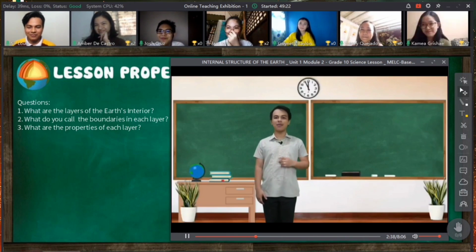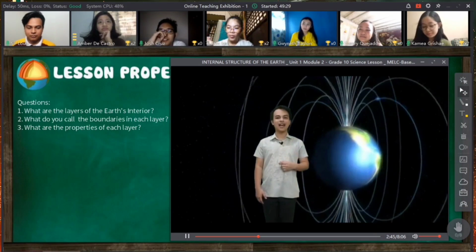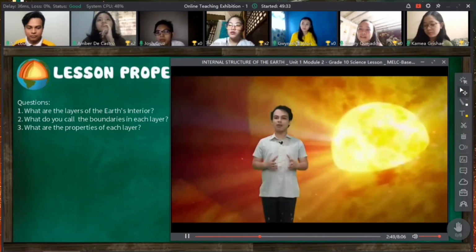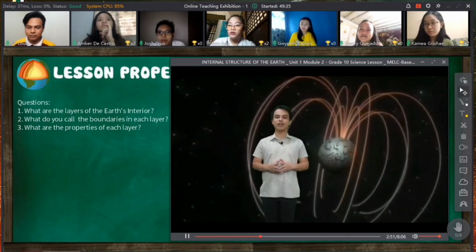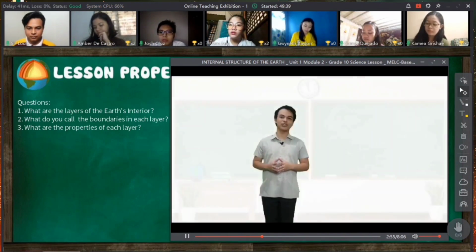Narito ang mga paliwanag ng mga scientists patungkol dyan. Una, the Earth has a magnetic field, at pinaniniwalaan nila na kaya tayo mayroong magnetic field ay dahil sa paggalaw ng molten iron and nickel sa outer core. Iron and nickel are both dense and magnetic in nature.